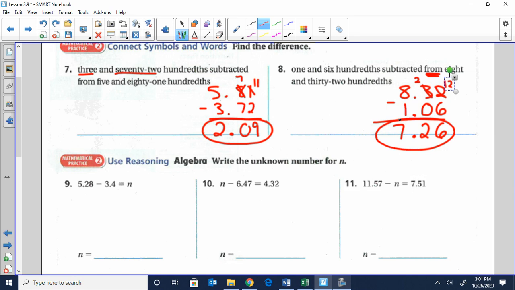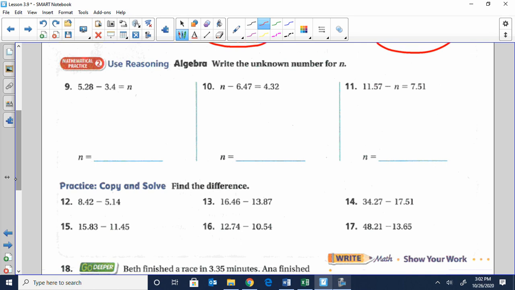If we look down here to the algebra, this will not be on your homework, but it is good for you to think backwards to normal subtraction and maybe use addition to check things. So question number 9 is already set up. The number that's missing is actually the answer. So we're just going to set this problem up as 5 and 28 hundredths minus 3 and 4/10ths. Again, focusing on lining up our decimal. We're going to add a 0 in the hundredths place, and then we can go ahead and subtract.